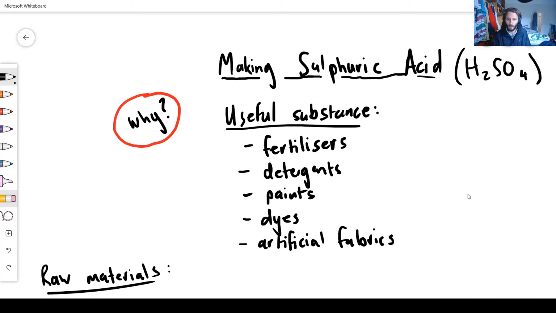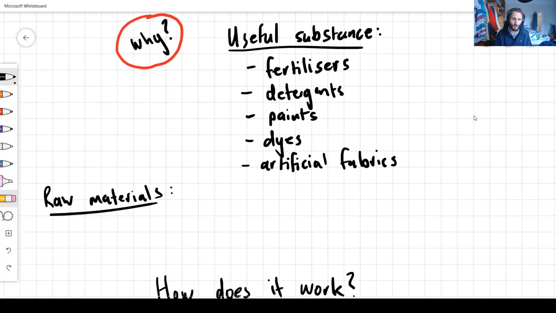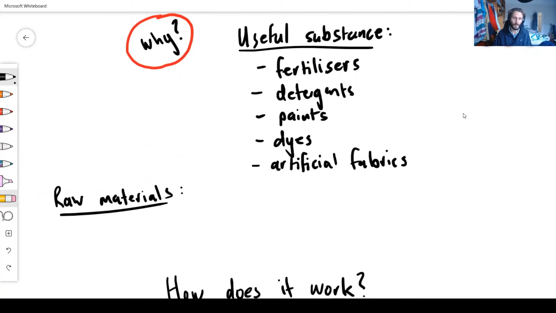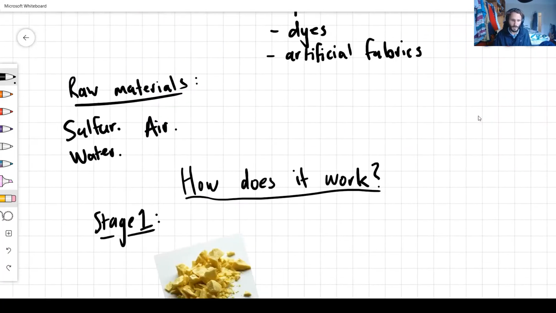So what raw materials do you think we are going to need? Think about the word sulfuric acid. What do you think we're going to need? Okay, good. You might have said sulfur. We are going to need water as well. And we are going to use the air, and specifically we are going to use oxygen within the air. So how does it work? What's the process? Well, there are 3 stages.